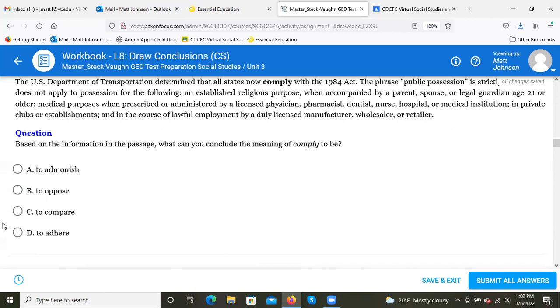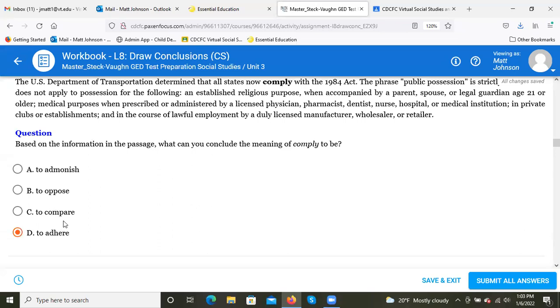Is it C or A? It's D. So adhere is to stick to, right? If you think of an adhesive like glue, but it can also mean, when you're sticking with something, you're agreeing with it. So to comply is to agree, to go along, to stick together. And of course we can rule out admonish and oppose, because that would be the opposite.